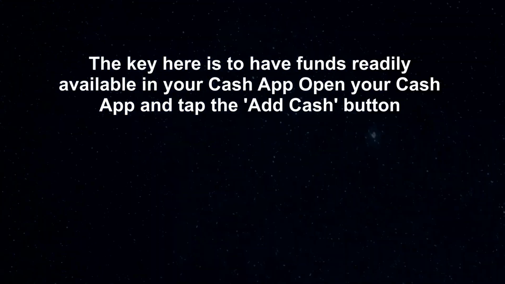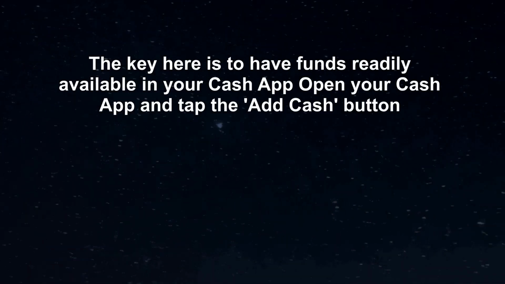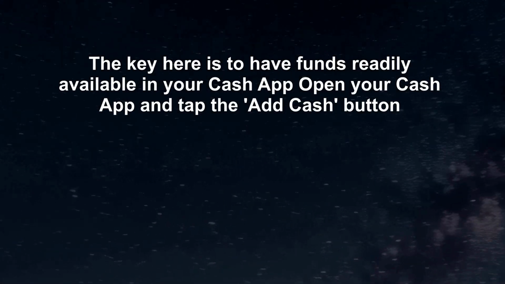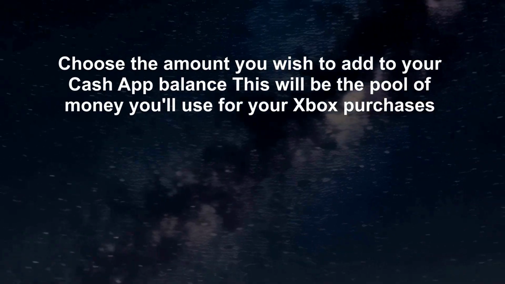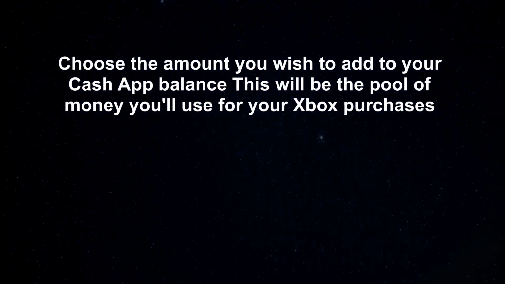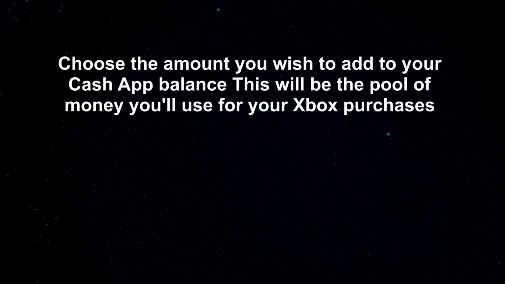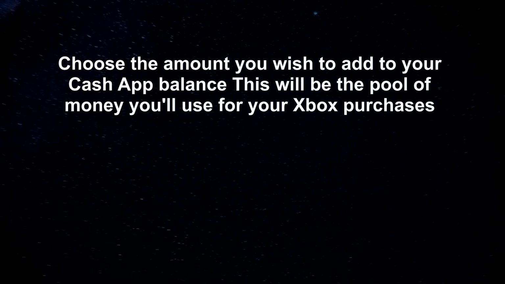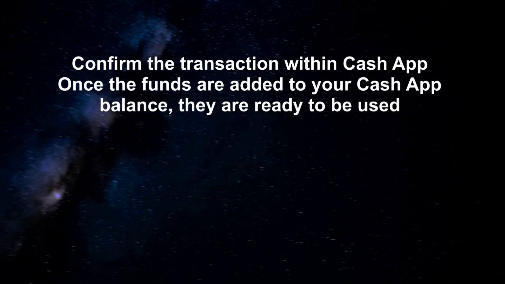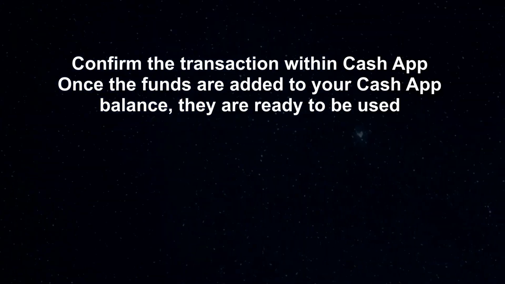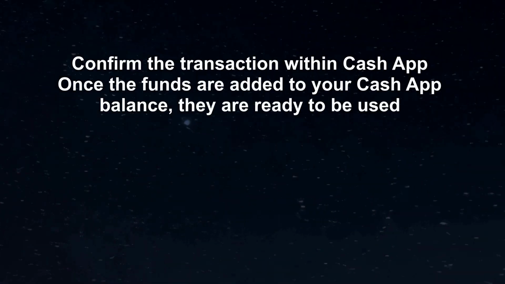The key here is to have funds readily available in your Cash App. Open your Cash App and tap the Add Cash button. Choose the amount you wish to add to your Cash App balance. This will be the pool of money you'll use for your Xbox purchases. Confirm the transaction within Cash App. Once the funds are added to your Cash App balance, they are ready to be used.